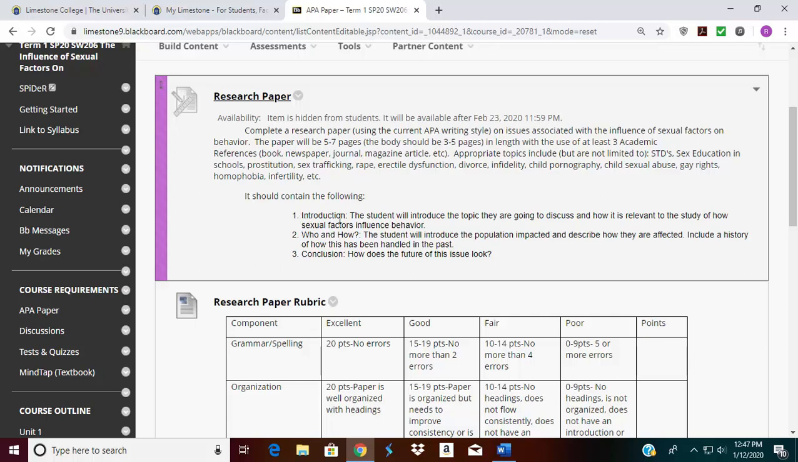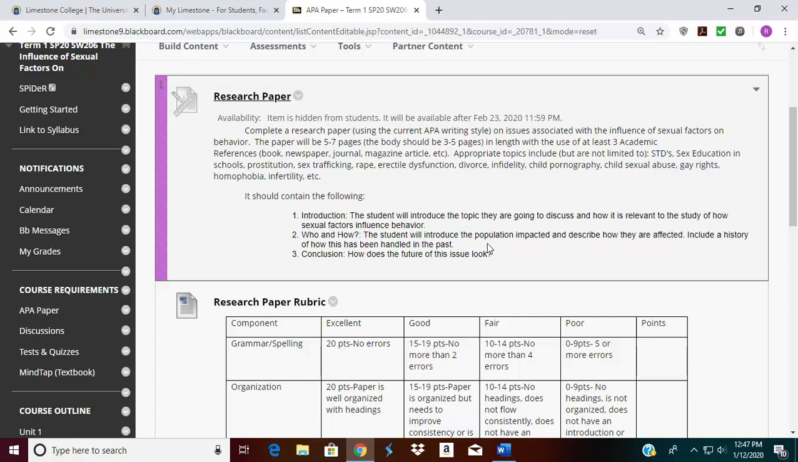And you can see I provided you with what's expected in the paper. You should have an introductory heading, a who and how heading, and a conclusion heading. When you look at your introduction, you're going to give me some information about your topic and how it's relevant to sexual factors influencing behavior. And then under who and how, you're going to give me the population you're talking about. If you're talking about same-sex marriage, then you're talking about individuals with the same sex. How are they affected? You may talk a little bit about the law and what the law provides. Then you're going to give me some information about the history under this section.